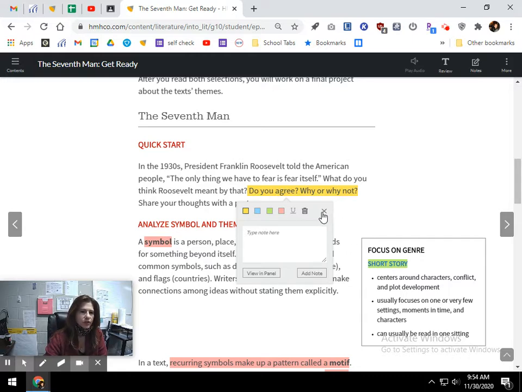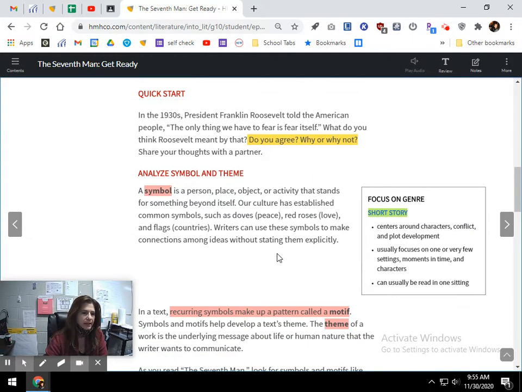All right, let's continue. So you've done your quick start. Now let's look at some of the terms that you need to know while you're reading these 2 selections. I did create a Quizlet set, so I'll have you join my Quizlet class sometime later this week. We'll play Quizlet Live with these terms and be tested over these terms, because I want to make sure that you're learning and retaining these terms that you need to know for 10th grade English.